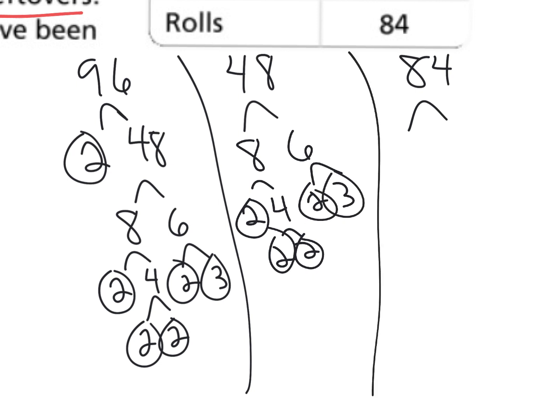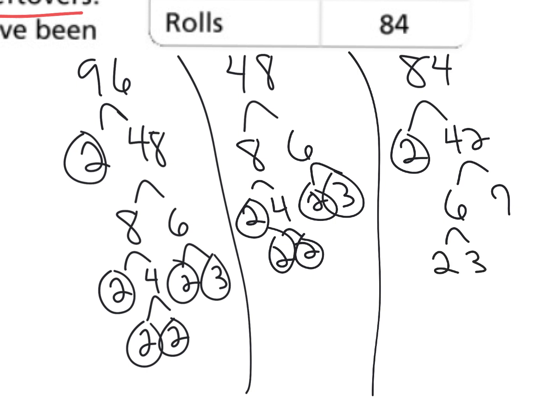And then 84. So for the 84, if nothing else, it's an even number, so we could do 2 times 42. So 42 we could break down as 6 times 7 would be one option, or you could do 2 times 21. Different ways we could do that. 6 is 2 times 3.